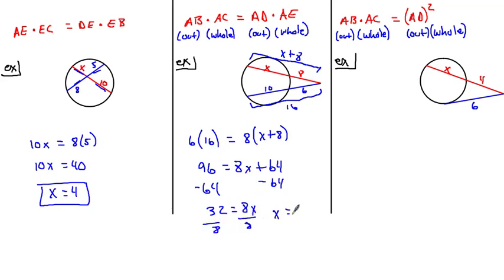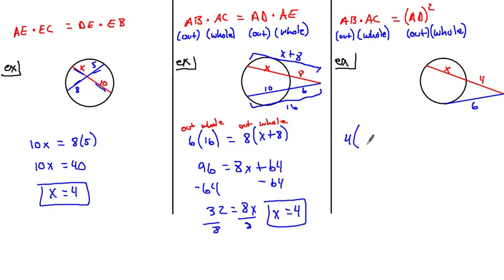So we get that x equals 4. Right? Not so bad, right? Because if you weren't sure what we did, the outside times the whole, the outside times the whole. Now we go over to our last one, and we do the outside times the whole. So we'll do the red one.